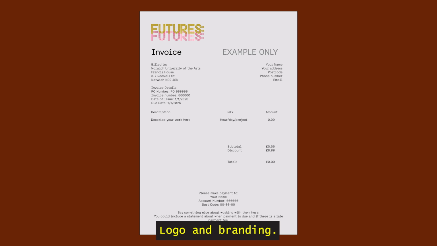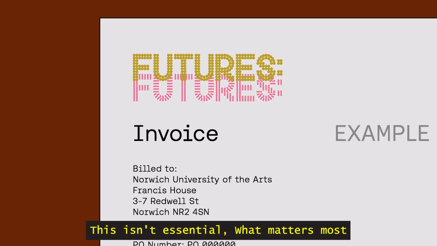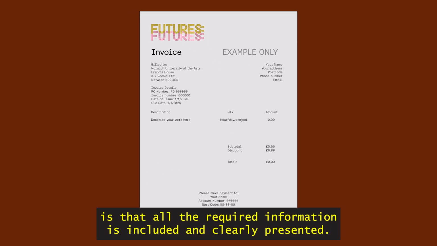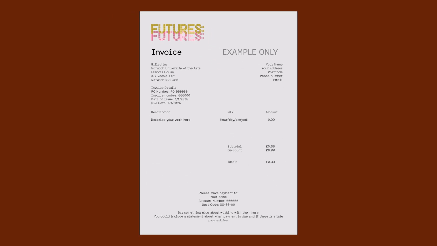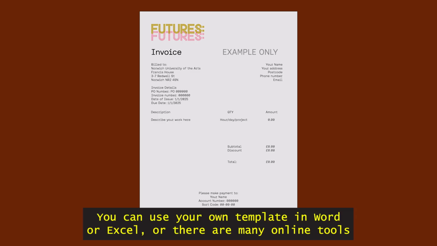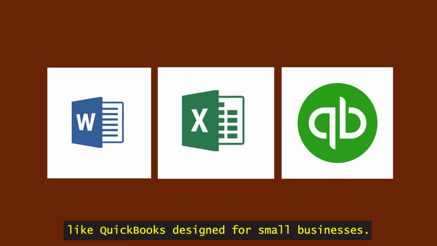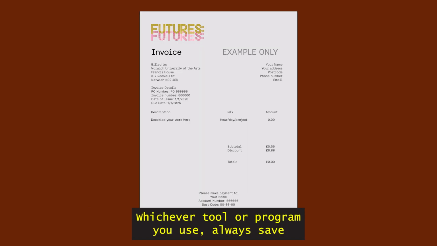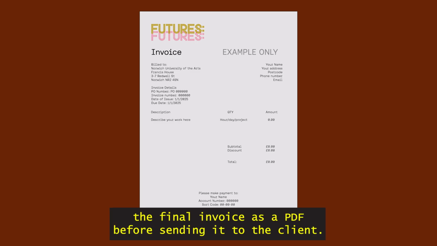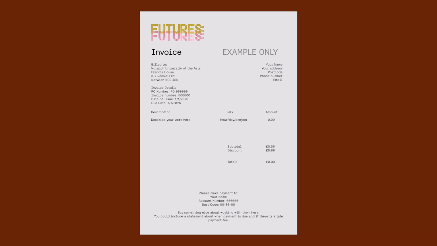Logo and branding. You may want to add your company logo or brand colors to an invoice. This isn't essential. What matters most is that all the required information is included and clearly presented, but feel free to. Document type. There are many ways to make an invoice. You can use your own template in Word or Excel, or there are many online tools like QuickBooks designed for small businesses. Whichever tool or program you use, always save the final invoice as a PDF before sending it to the client. This secures the formatting and avoids any accidental edits.